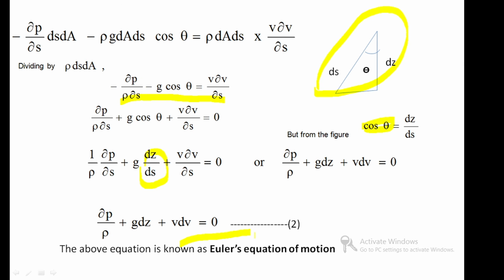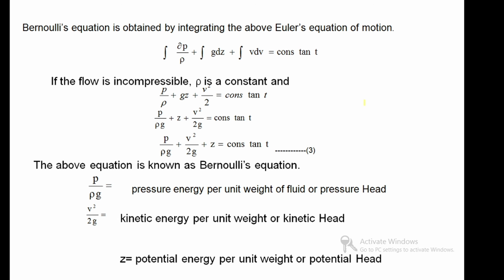After that you go for Bernoulli's equation. Bernoulli's equation is obtained by integrating the above Euler's equation. Okay, so integrating dP by rho plus g dz plus v dv equal to constant, right? If the flow is incompressible, rho is constant, you know very well. After integrating, p by rho plus g z plus v square divided by 2 equal to constant. Dividing by g, p by rho g plus z plus v square divided by 2g equal to constant, right?